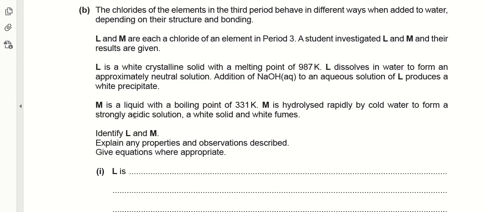Now let's look at M. M is a liquid with a boiling point of 331 Kelvin, very much lower than L. Then M is hydrolyzed by cold water to form a strongly acidic solution, a white solid and white fumes.